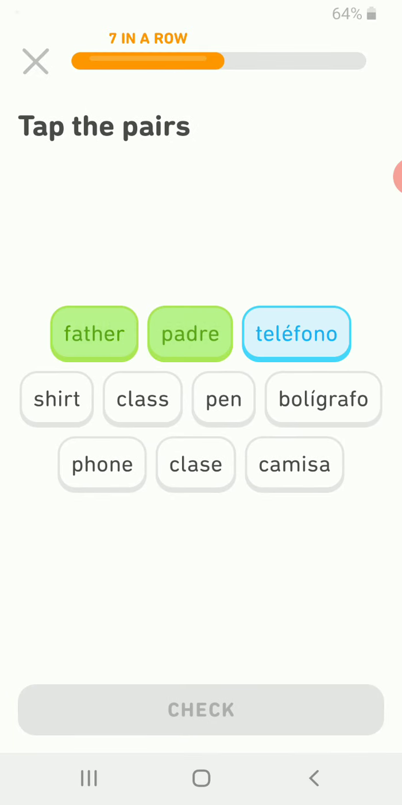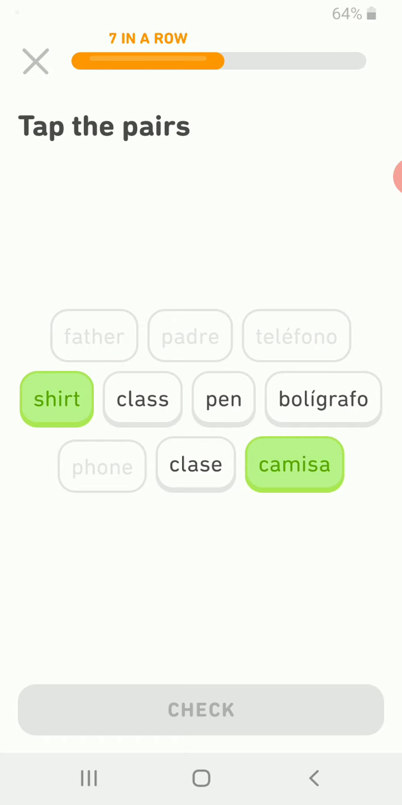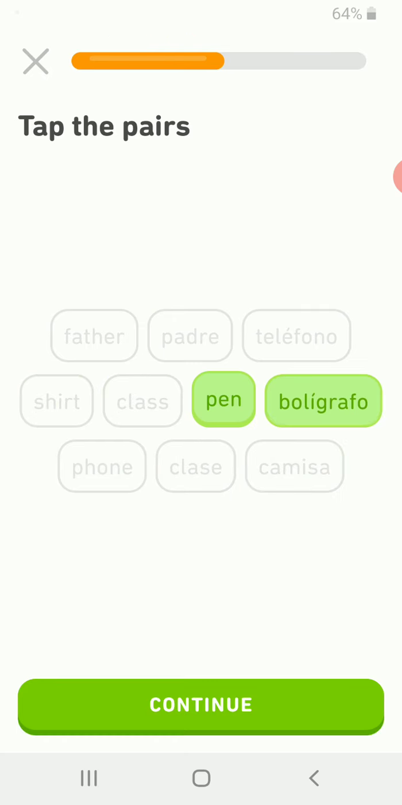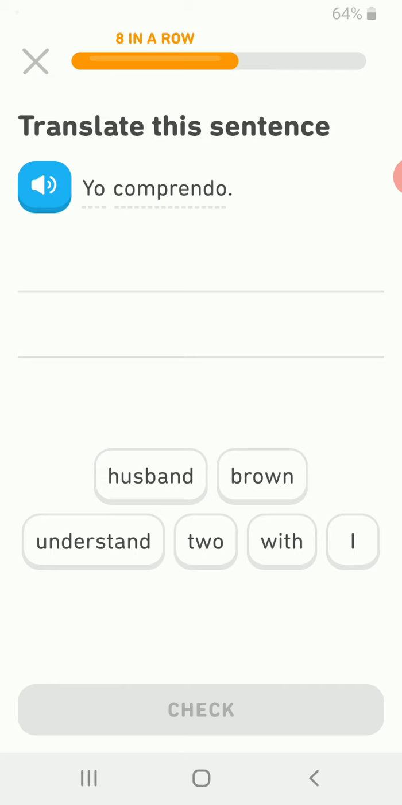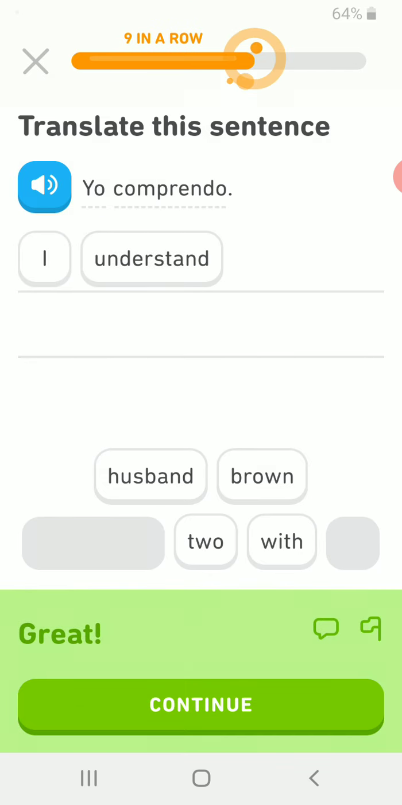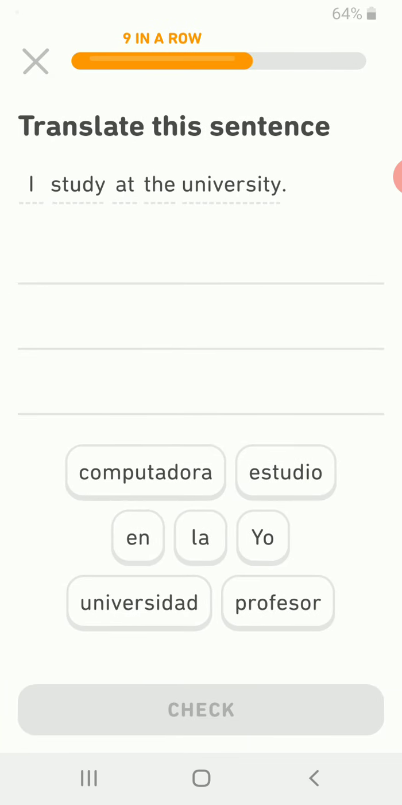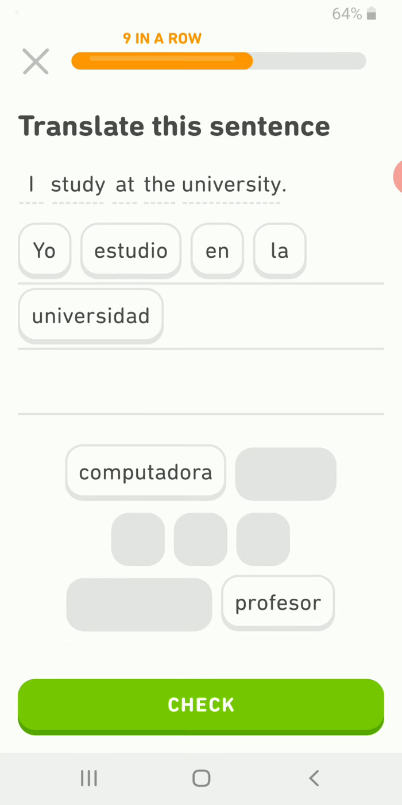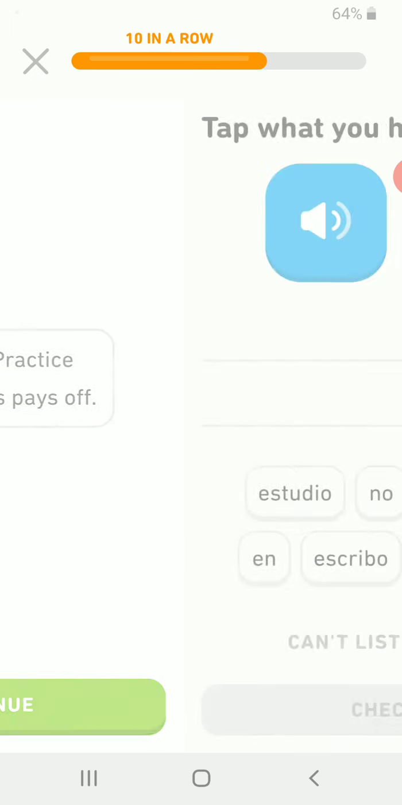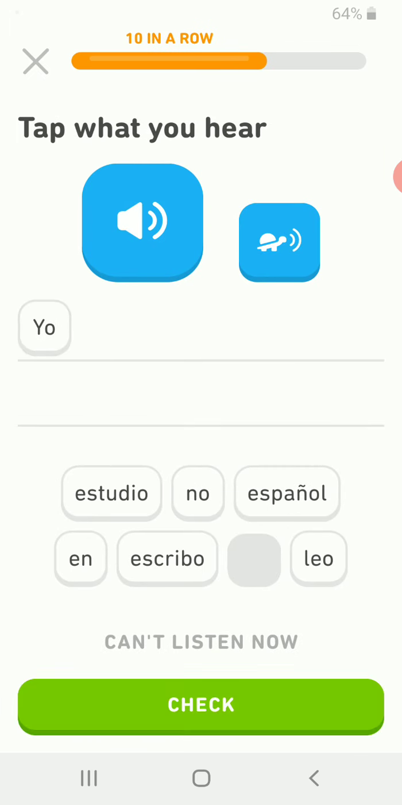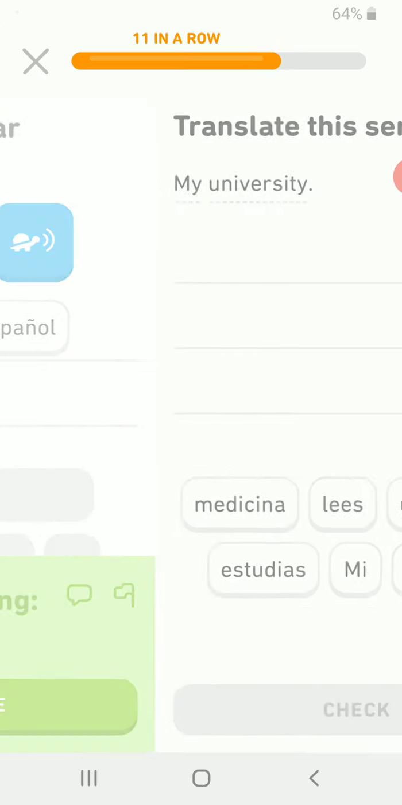Father is padre. Teléfono is teléfono. Shirt is camisa. Class is clase. Bolígrafo. Yo comprendo. I understand. And I study at the university. Yo estudio en la universidad. Universidad. Yo leo en español. Español. I read in Spanish.